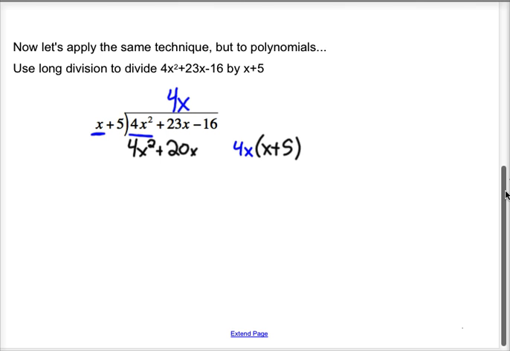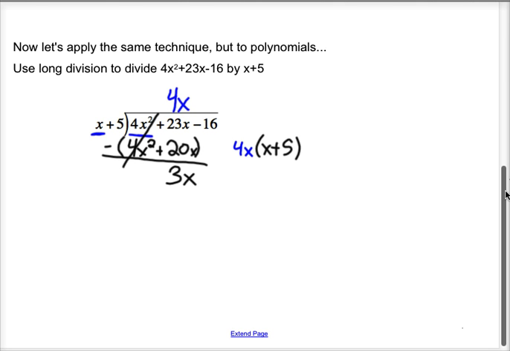So, again, all I did is I took that 4x that I just identified and I multiplied it by the whole x plus 5. And now, just like with normal long division, I want to see how close did I get. So once I've found that, I'm going to subtract it off. So the 4x squareds cancel just like they should. Okay, that was our goal. And now we have 23x minus 20x. So that's going to leave me a 3x there.